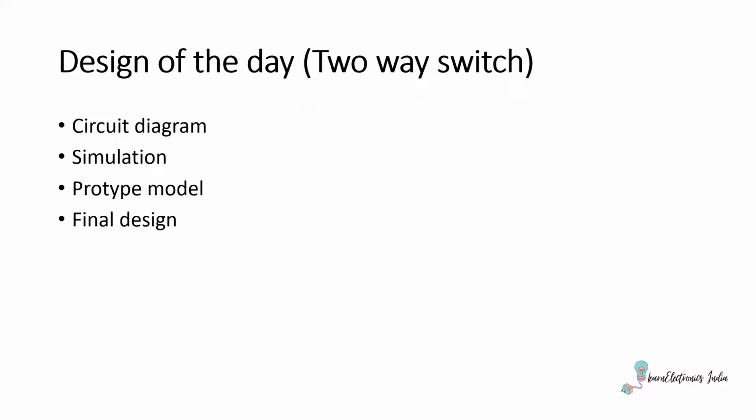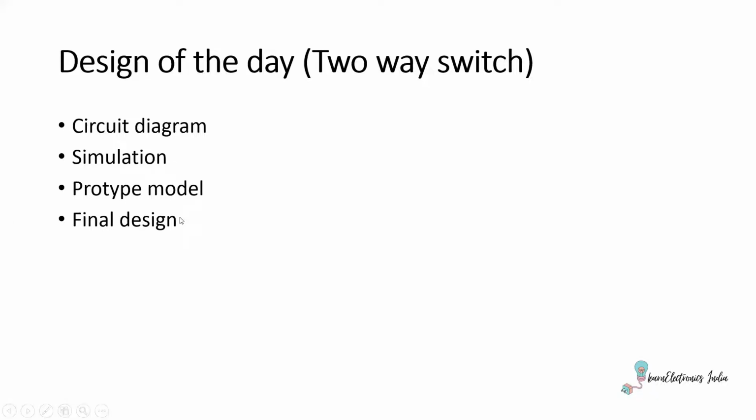So here comes our favorite part of the entire video, that is the design of the day. In every video we have one design with respect to the component that we are dealing with, right? Today we have the design of one of the famous circuits, that is the two-way switch. As always, in order to make your design into a product, we need to follow 4 steps. First, you need to make a circuit diagram, that is, put the circuit on paper. Number 2, you need to make a simulation using some simulation software. Third, you need to make a prototype model, or a small model, followed by the final design where you put it on PCB or solder the entire setup.